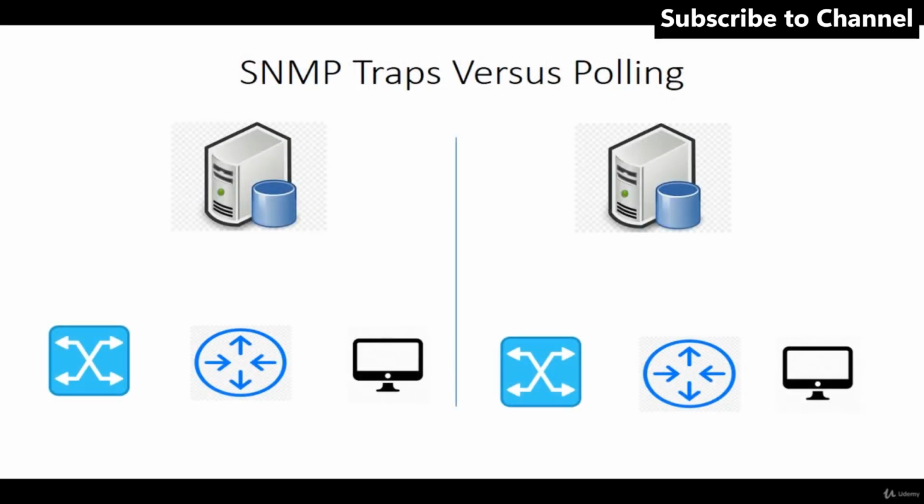Lastly, we'll talk about the differences between SNMP trap and SNMP polling. Polling is what we have been talking about this whole time. We have a management station and we have servers down here on the left. Basically, a management station sends a request to the device and the device replies back with the information that was requested. And it may do this once a minute, once every 5 minutes.